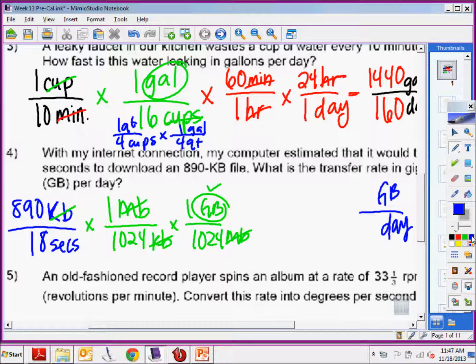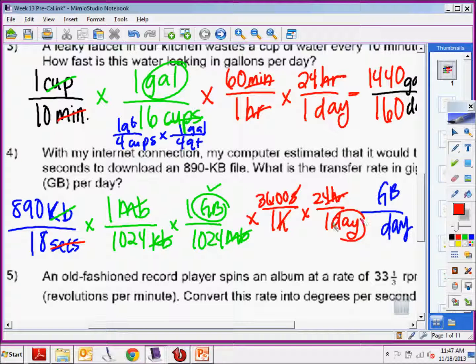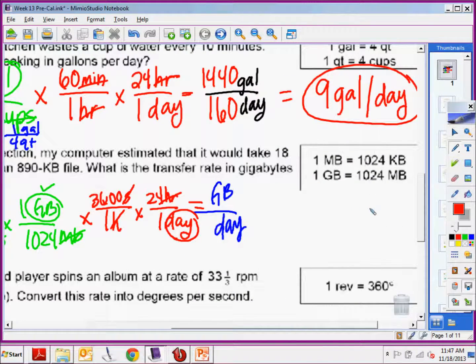Yeah. Alright, now I'm going to do my denominator. I need to go from seconds to days, so I'm going to go from seconds to hours, then hours to days. Make sure everything cancels out except what I needed. Seconds are gone, hours are gone, and I'm left with days. All it comes down to is multiplying straight across and dividing, and you should get 4.7 hundredths of a gigabyte per day.